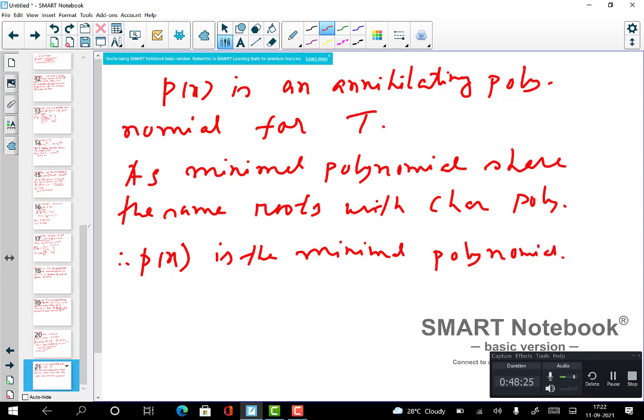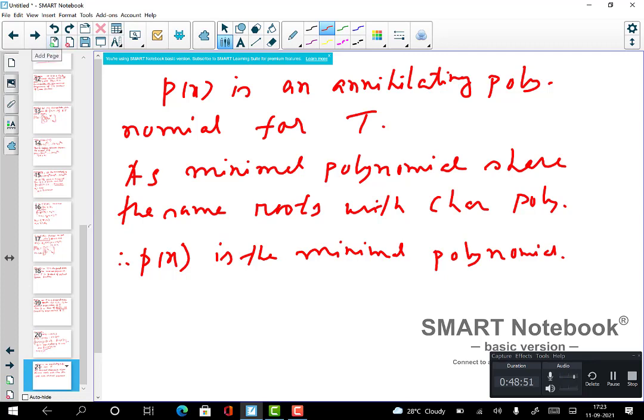Because the minimal polynomial is the least degree monic polynomial for which that linear operator vanishes, right? That annihilates T. So this is one part, obvious. The next part tells you that conversely, suppose the minimal polynomial is of this form, a product of linear factors, then it's diagonalizable. Now how do we prove it?